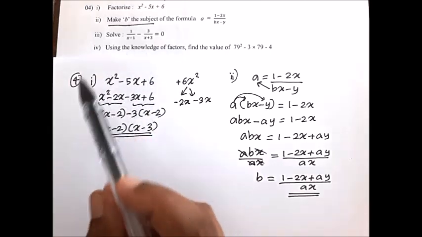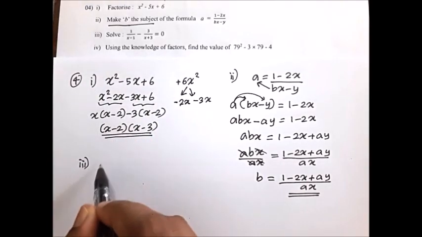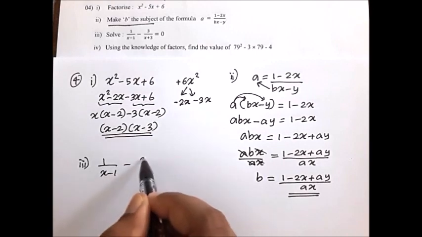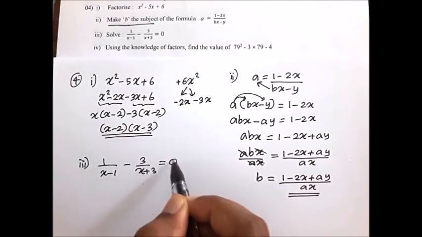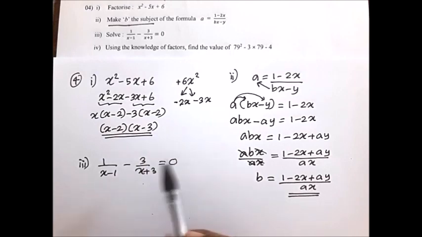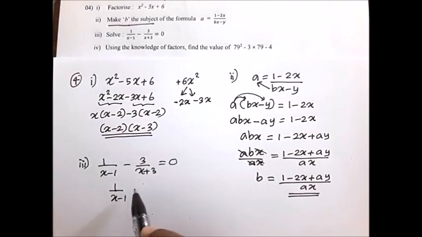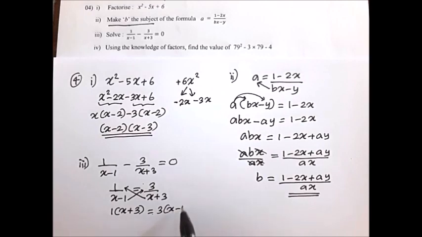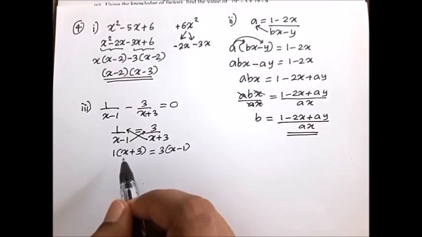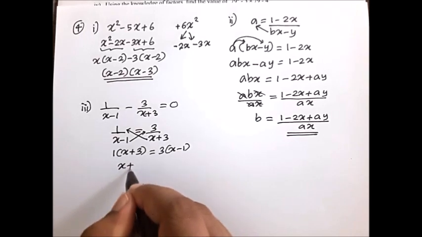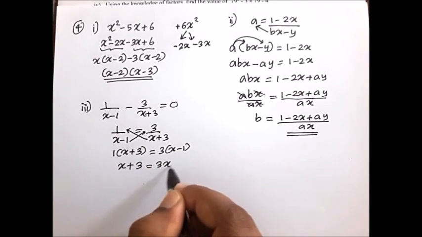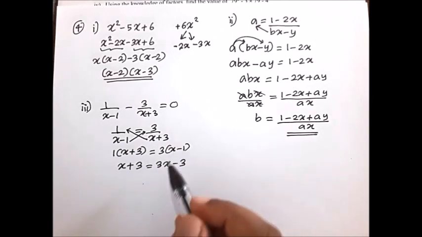Third one. Solve this equation. First move this term to the right hand side. Here minus 3 becomes plus 3. Now you can cross multiply. Take this term here and this term here. 1 into x plus 3, 3 times x minus 1. Remove brackets. X plus 3. 3 times x is 3x, 3 times minus 1 is minus 3.